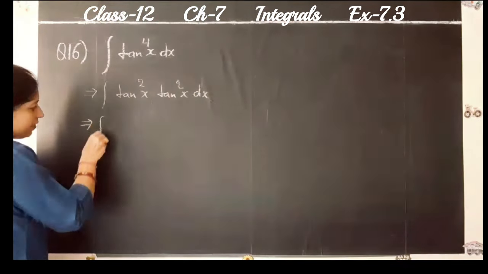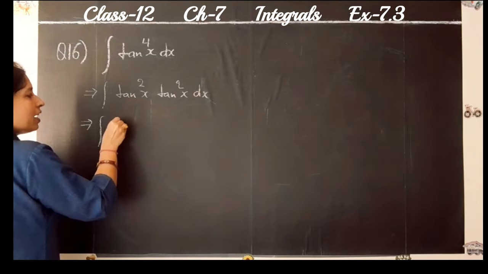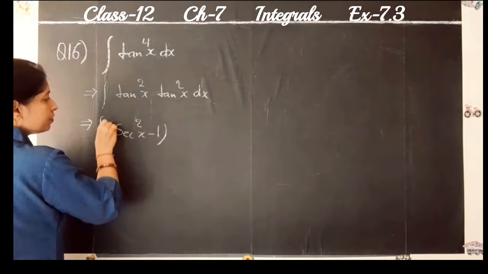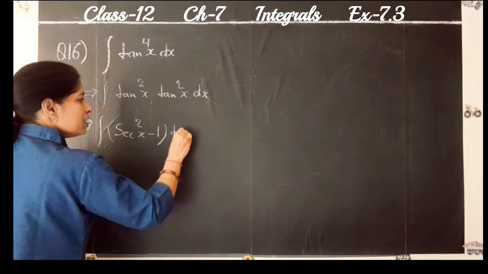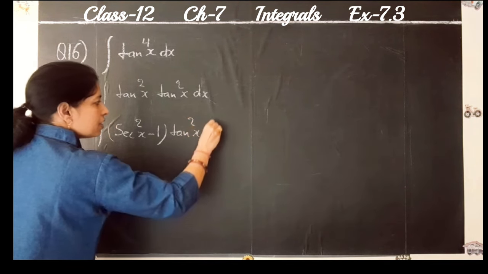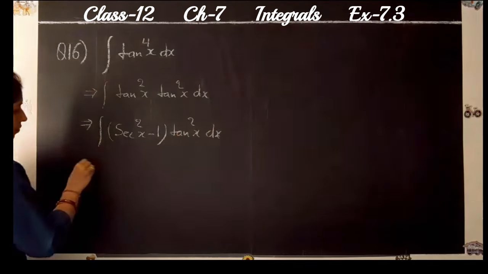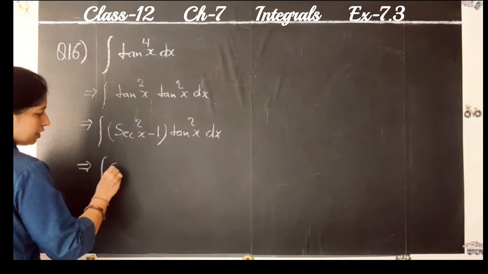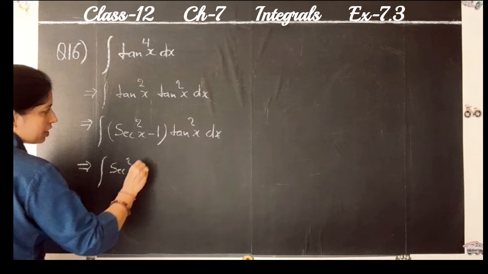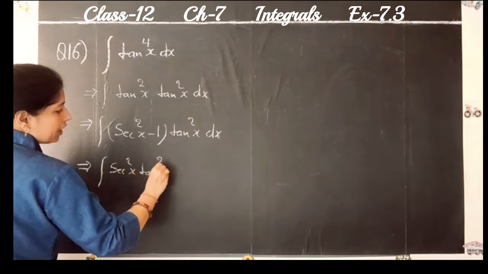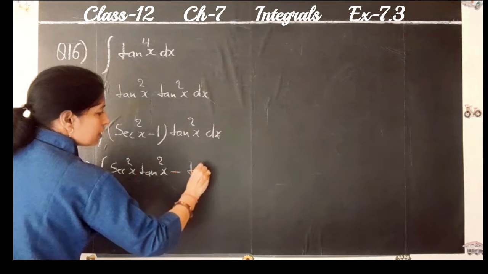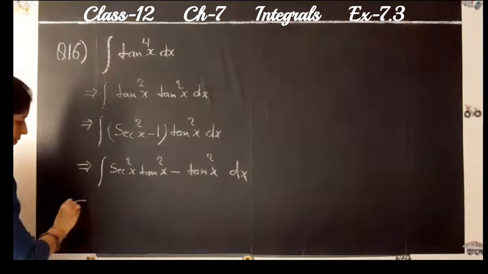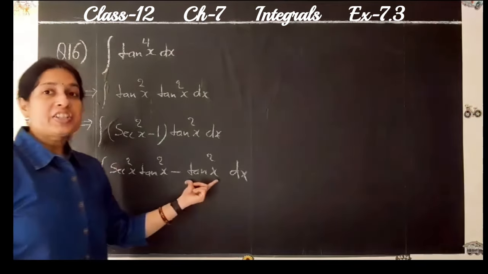So first we write, for this tan square x, write sec square x minus 1. And write this tan square x as it is. Now multiply this tan square x in this bracket, we get sec square x into tan square x minus tan square x.